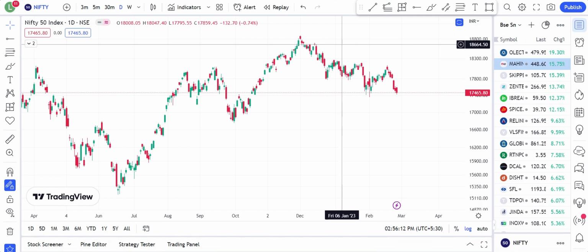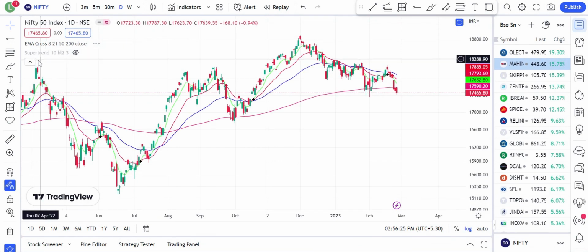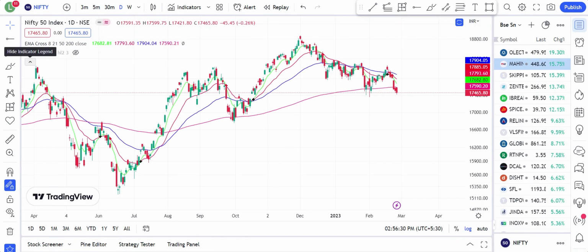They form a crossover. Suppose that you are having two types of MA. One is a slow one, one is a little fast one. For example, in this scenario, I will be using 8 and 21. I have plotted a few indicators and I will be going through them. This is an EMA cross indicator which is freely available on TradingView. You can plot it. I have plotted 8, 21, 50, and 200.